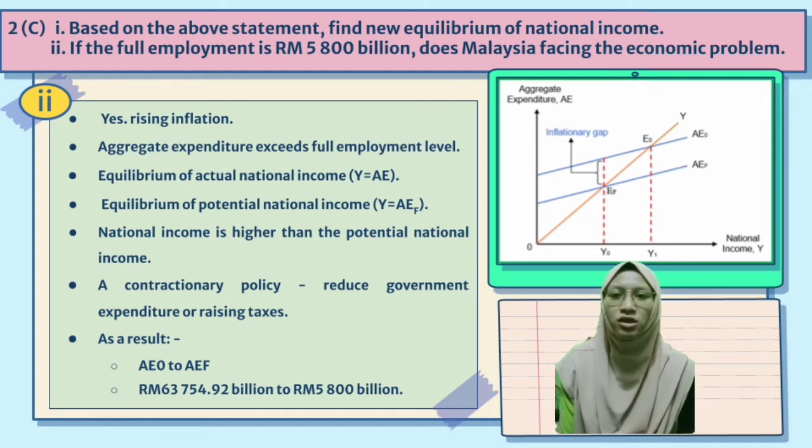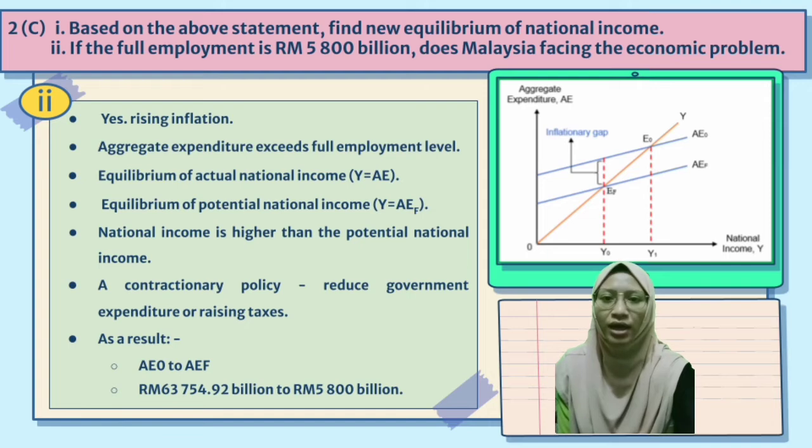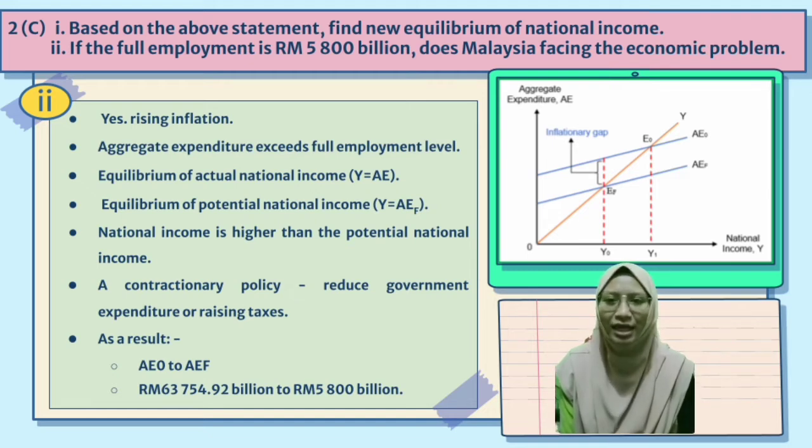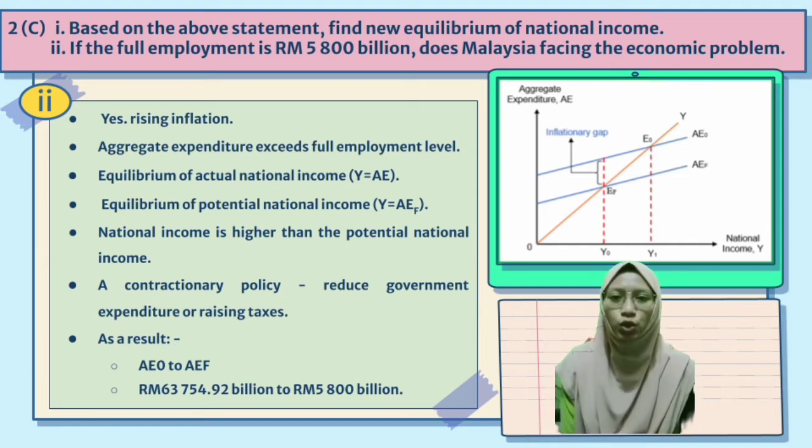A contractionary policy can be implemented by the government to reduce the inflationary gap. The government can reduce government expenditure or raise tax. As a result, the aggregate expenditure curve will shift from AE0 to AEF, and actual national income falls by 57,954.92 billion ringgit, from 63,754.92 billion ringgit at point Y1 to 5,800 billion ringgit at point Y0.